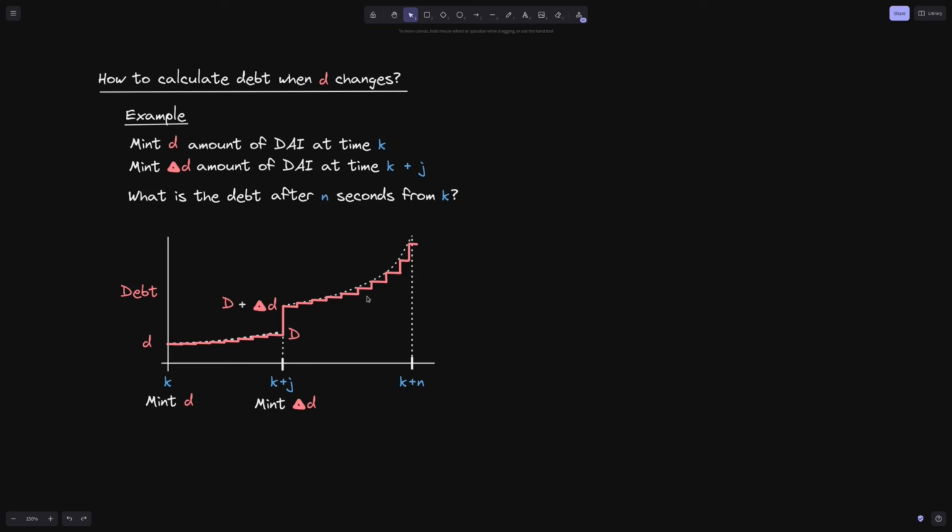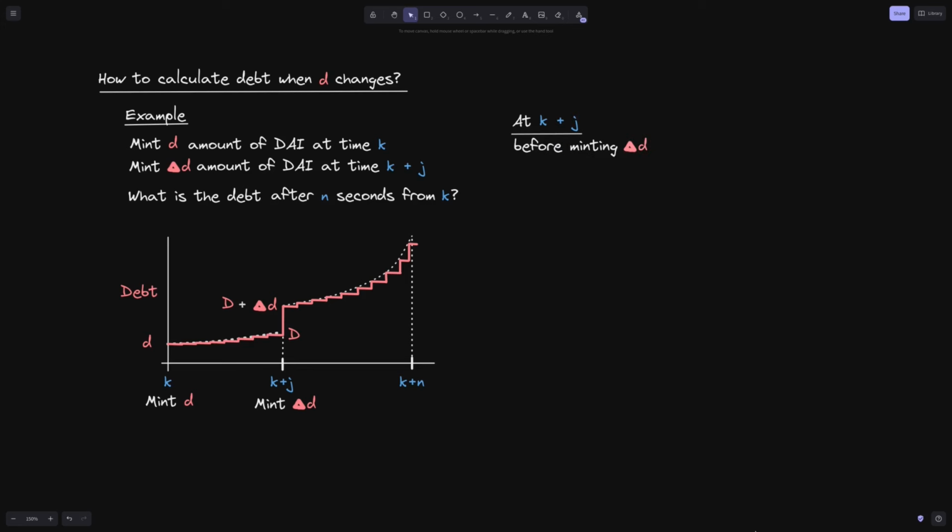And now let's ask the question, what is the total debt that this user has to repay after n seconds from k? K is the time that this user borrowed lowercase d amount of DAI. We'll use the rate accumulation function to calculate the debt that this user will have to repay. And we'll break this problem into two parts. We'll calculate the debt that the user owes at k plus j, and then we'll recalculate the debt that the user owes at k plus n.